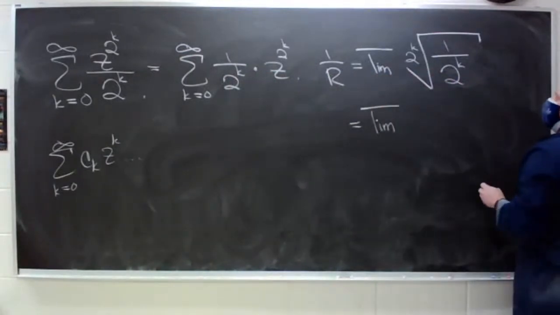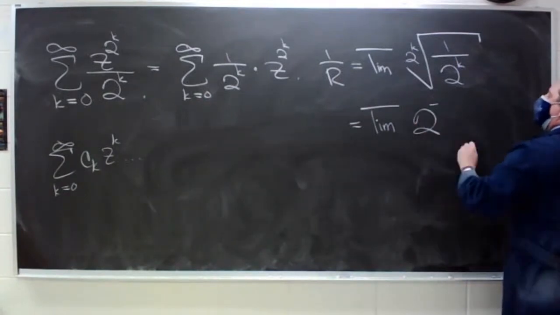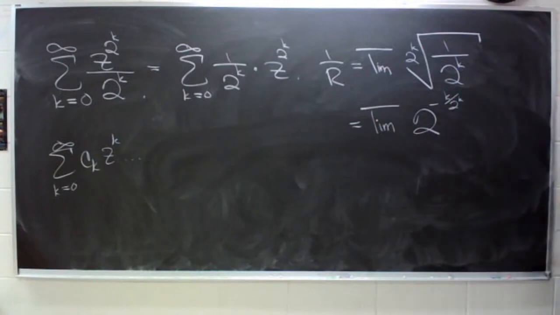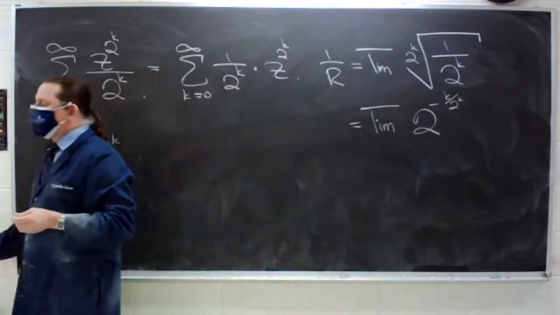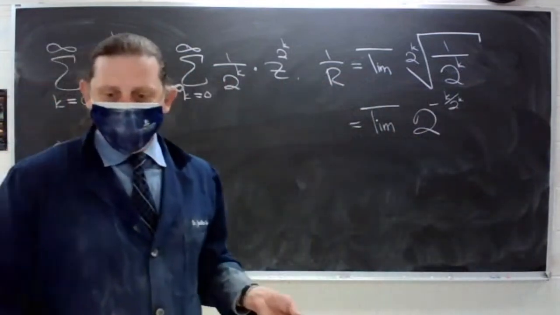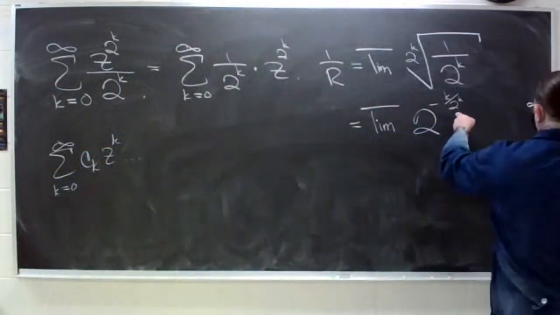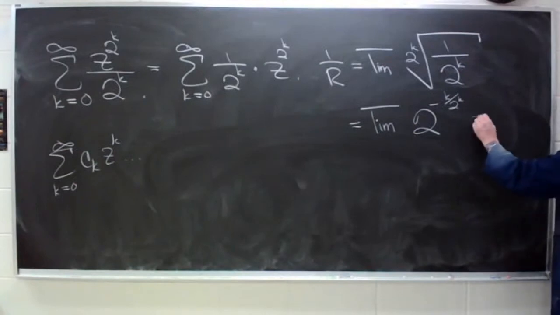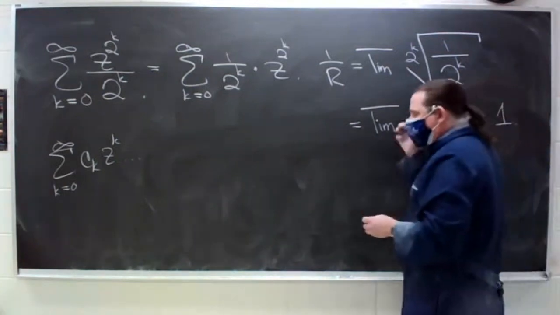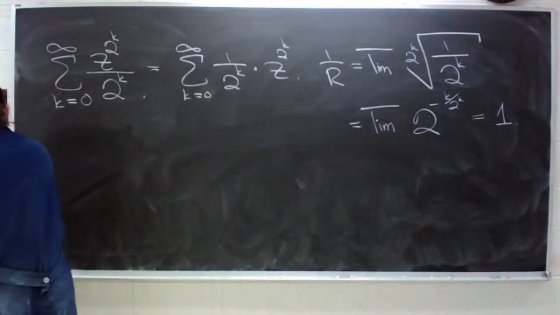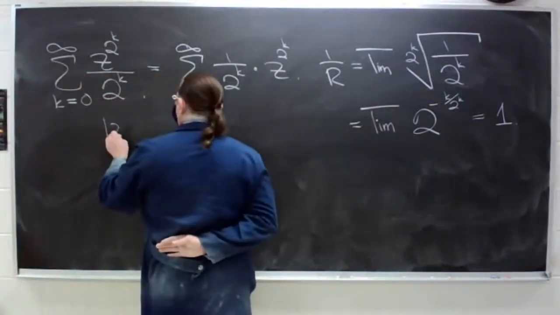All right, I'm going to have 2 to the minus k divided by 2 to the k. Now, if you plug in a couple of numbers, it should be obvious that as k tends to infinity, k divided by 2 to the k tends to 0. So this limit is 1. That means that this series converges on the unit disk.